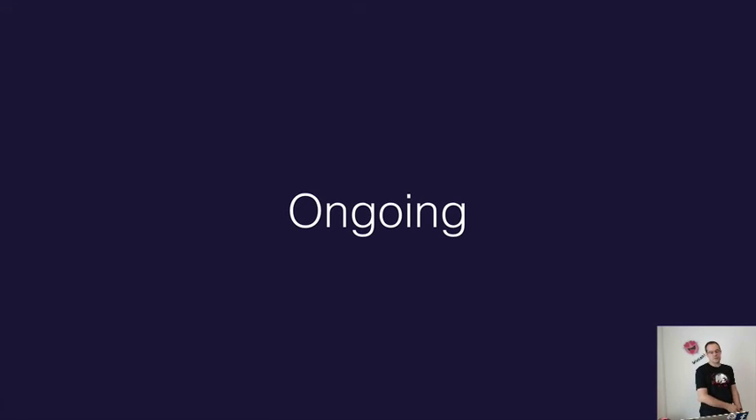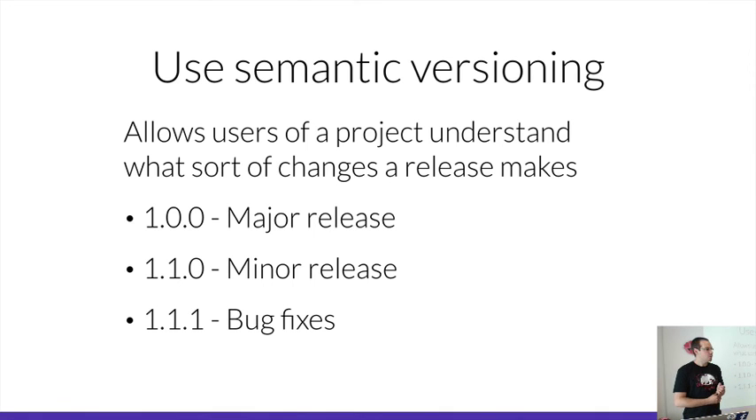So after getting your project off the ground, you want to know how to take care of it and improve it. So when versioning your project, you should be using semantic versioning. This allows the users of a project to understand what sorts of changes the release makes. So you've got major releases, which is the first digit. When you change the first digit, you're signifying it's a new major release. It can introduce breaking changes, so the users will expect something to break if they update to a major release.